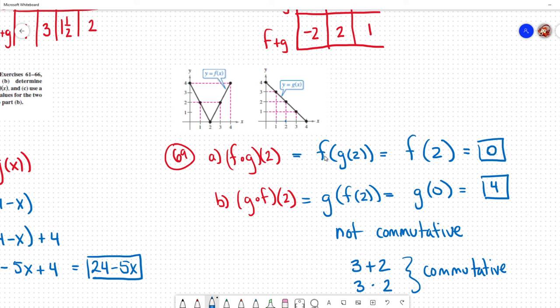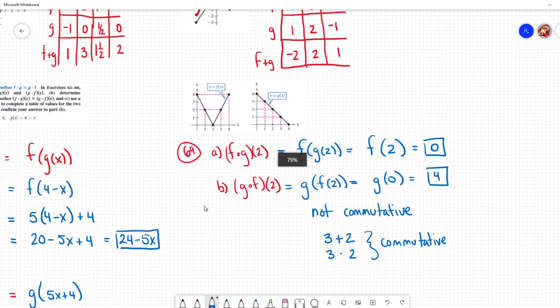The order makes a difference. It doesn't give me the same answer when I switch them around. So we just need to be aware of that when you're doing compositions, to not just go, oh, I already got this, so the answer over here must be the same thing. All right, so that does it for pre-cal.